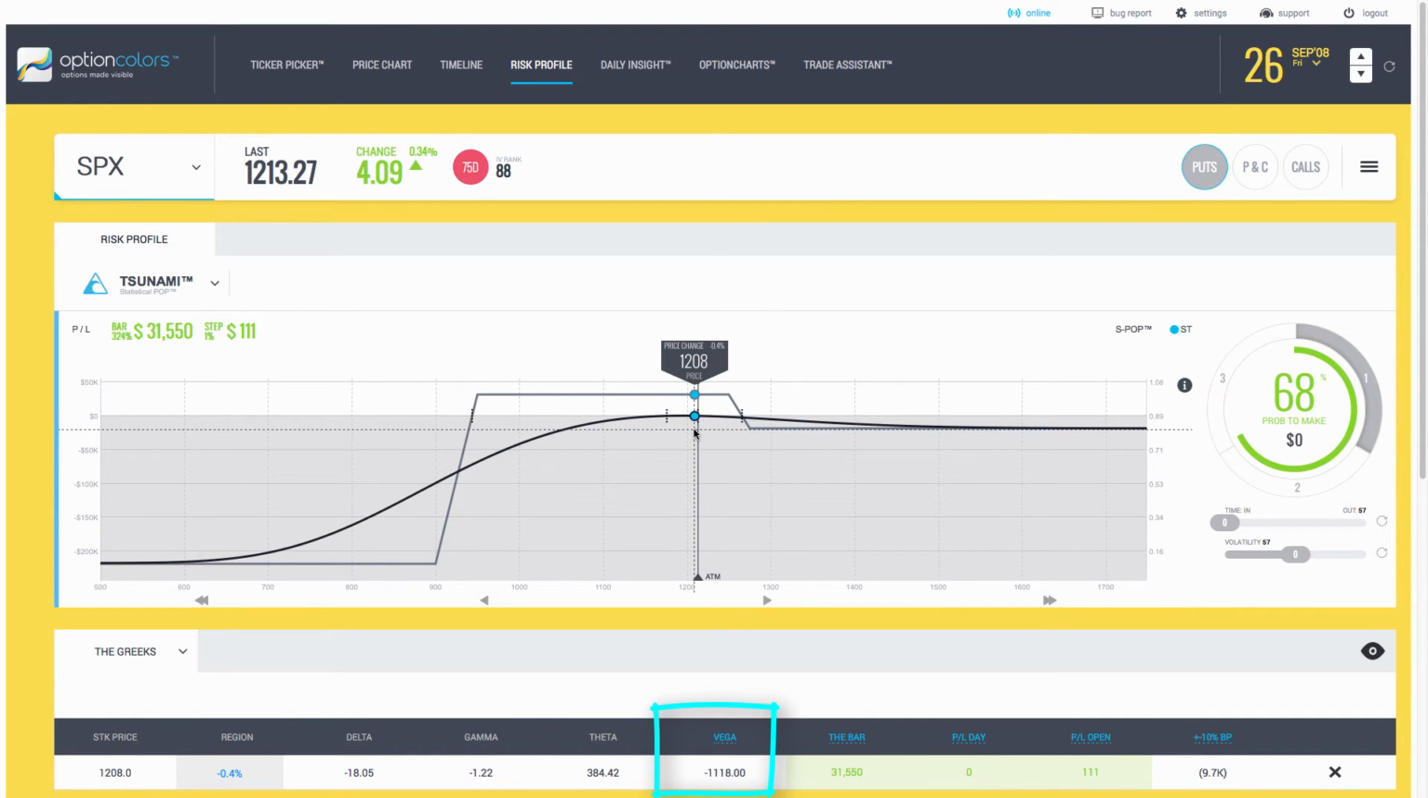Now, what does that mean? Well, typically, but not always, the volatility moves opposite direction of the price. So as we go down, then we can expect an increase in volatility.